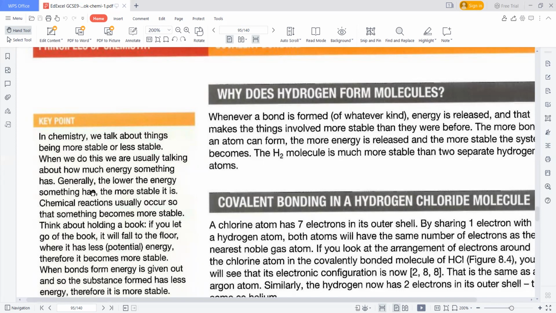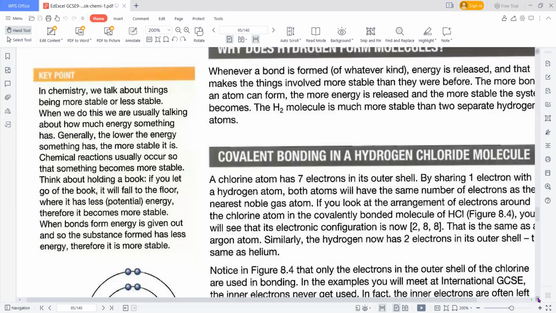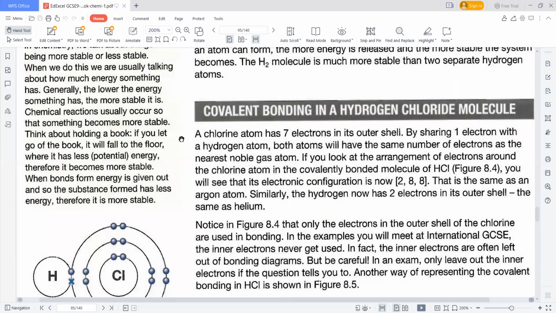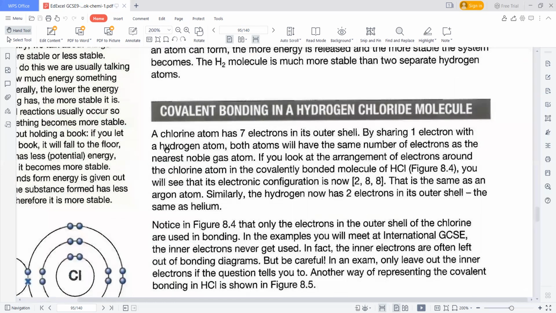Generally, the lower the energy something has, the more stable it would be. So simply, stability is inversely proportional to energy. The less energy something has, the more stable it is. Chemical reactions usually occur so that something becomes more stable. Something will fall onto the floor. So when something has less potential energy, it becomes more stable. Because when excessive energy is available, it keeps things moving. It will always keep an atom in motion.